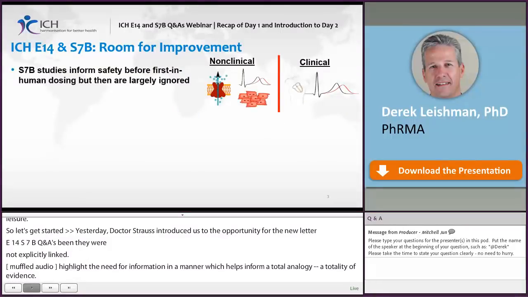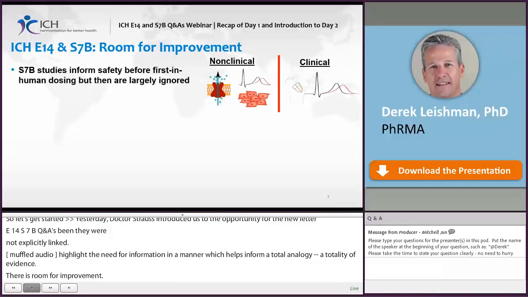We know ICH S7B studies inform on the safety before first-in-human dosing, but then we've also observed that they're largely ignored afterwards. Clinical assessment relies on human QT interval, but we also know that that is an imperfect biomarker for the proarrhythmic risk that we're studying.